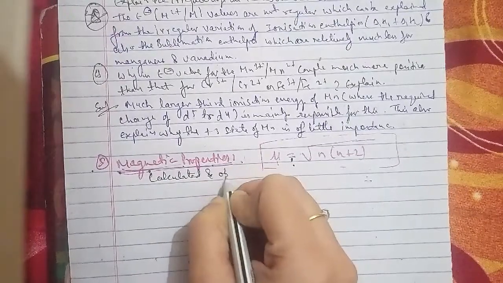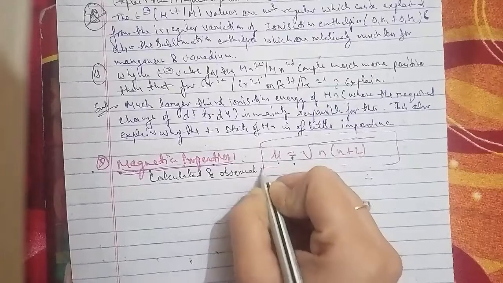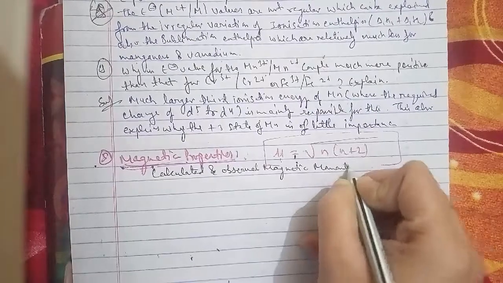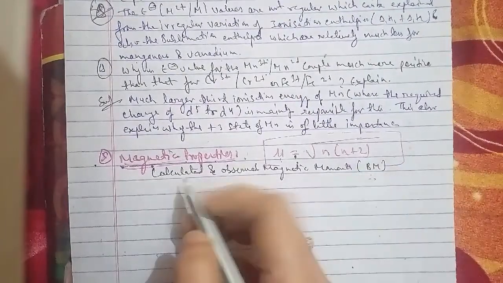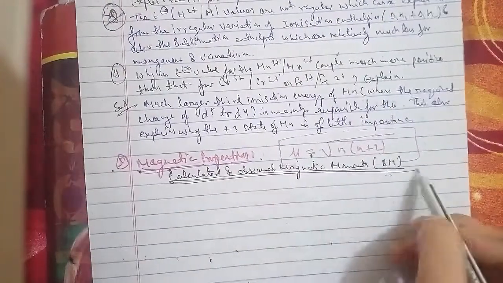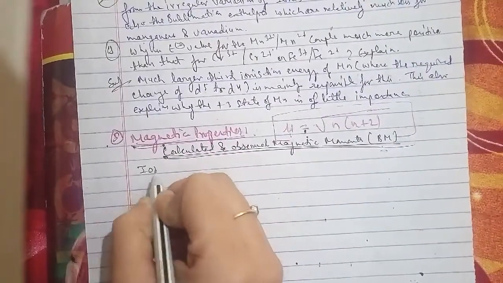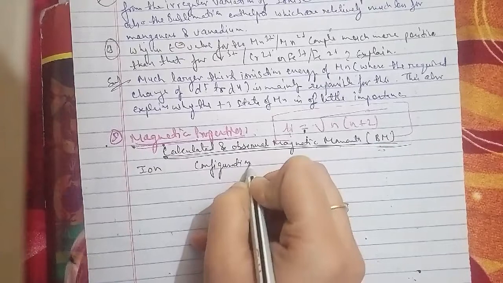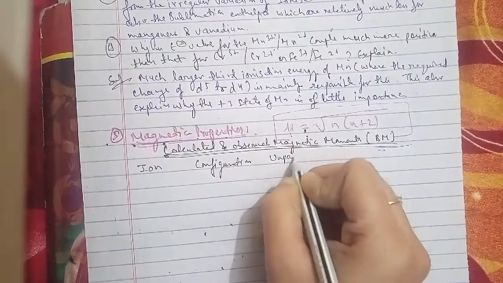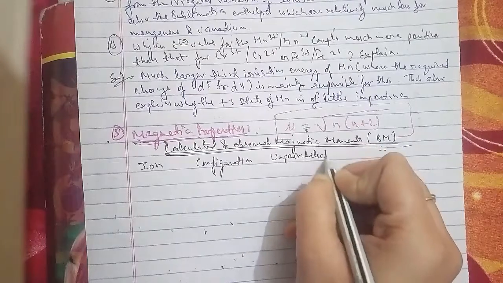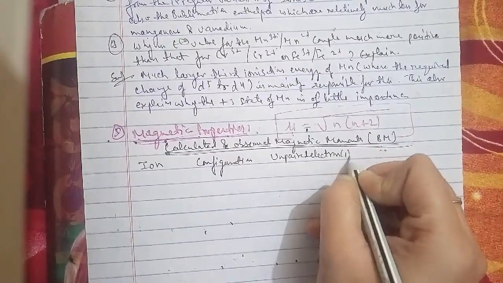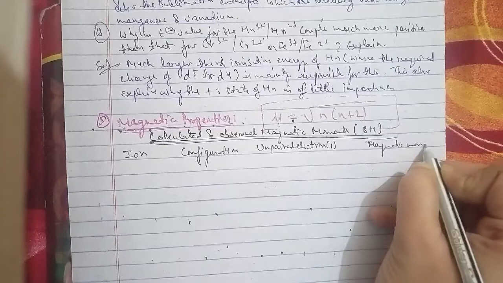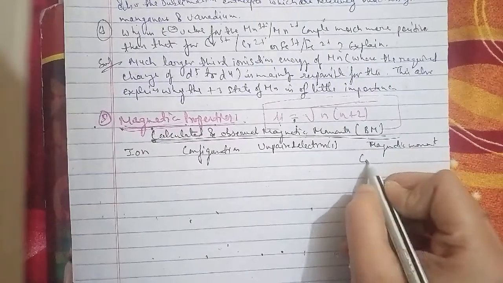This is what we have to talk about. Sc3+, Ti3+, Ti2+, V2+, Cr2+, Mn2+, Fe2+, Co2+, Ni2+, Cu2+, Zn2+ here. Okay, for the same we'll make a table first.